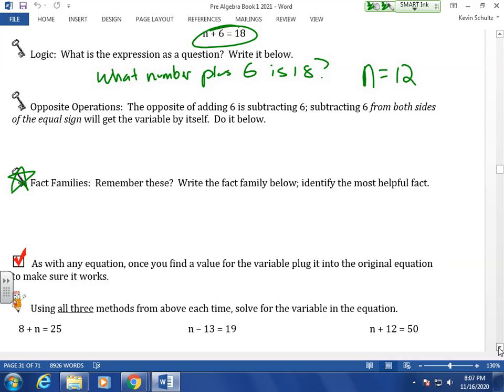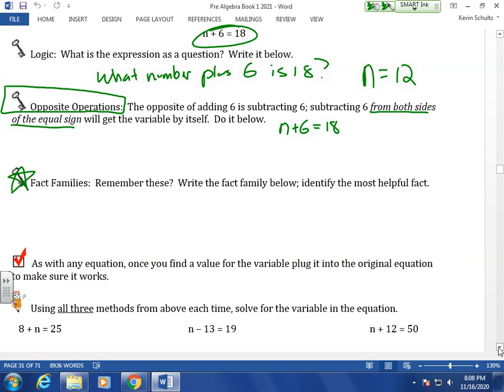This one here, though, the opposite operations, this is the one that you're going to use. That logic method breaks down once equations get pretty complicated, but opposite operations will always work. It says here, the opposite of adding 6 is subtracting 6, and subtracting 6 from both sides of the equal sign will get the variable by itself. Do it below. Okay, so we have n plus 6. I want you to write this down: n plus 6 equals 18.